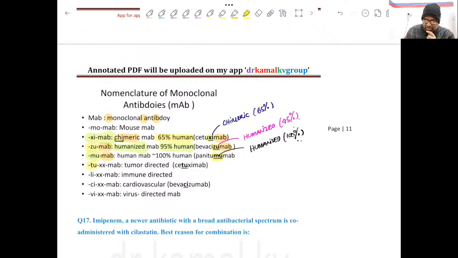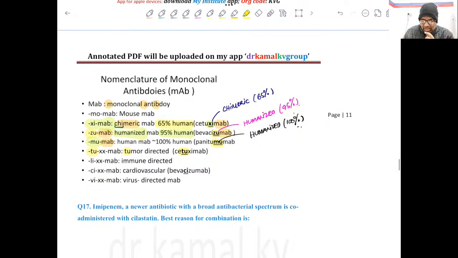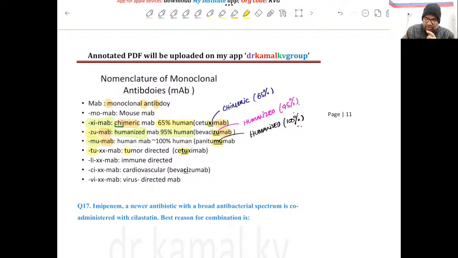Then again we can have TU in the nomenclature, and that is tumor directed, like cetuximab. Clear? So you are getting the word TU here. TU stands for tumor. So a very interesting nomenclature. Most of the terms are derived from facts related to that drug. Then if there is LI in the MAB, that is immune directed. Then if there is CI-MAB, that is cardiovascular, like bevacizumab, so C is coming here. Then if there is V, that is a virus directed MAB. Clear? So very interesting nomenclature.